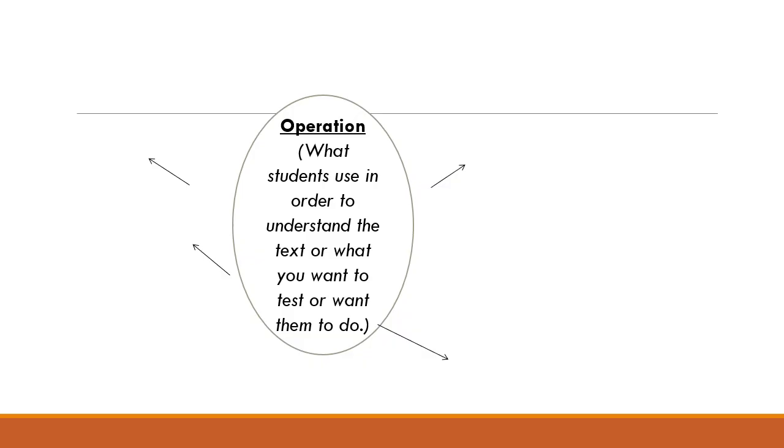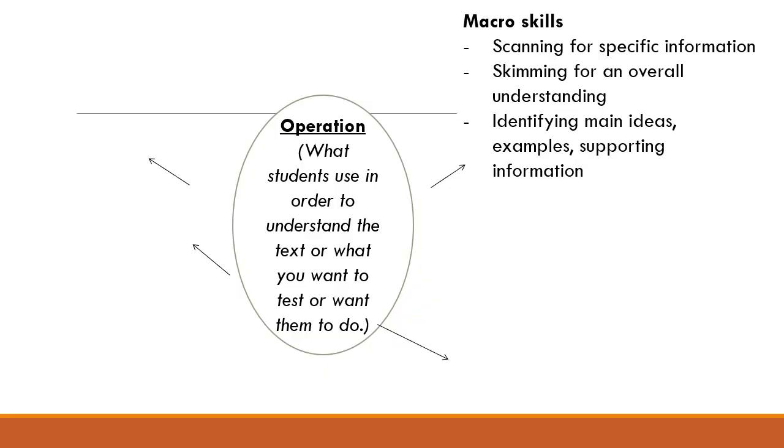So when students read a text, their understanding comes from applying different levels of reading skills, or what the book calls different levels of analysis. So we are going to look at different levels of analysis here. Firstly, we have the macro skills of reading. Now, these are the big picture skills that relate to course objectives or everyday reading needs, such as scanning for specific information, skimming to get an overall understanding of the text, identifying main ideas, examples, or supporting information, or following the structure or stages of an argument.